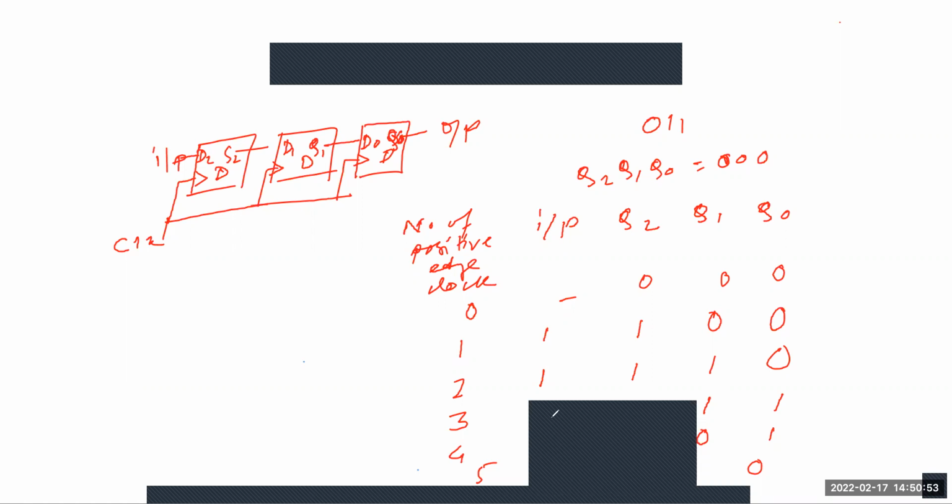Okay. So similarly, for the n-bit SISO shift register, as we already saw, it requires 2n minus 1 clock pulses in order to shift the n-bit information. Okay. So this is the concept about the serial in, serial out shift register.